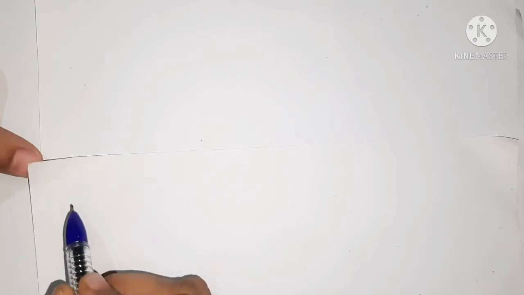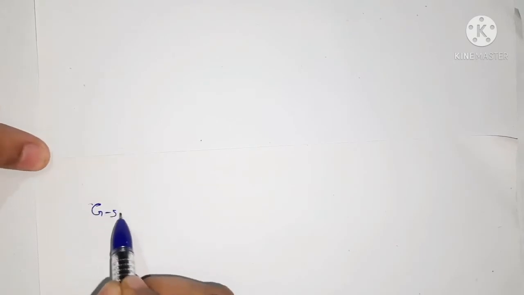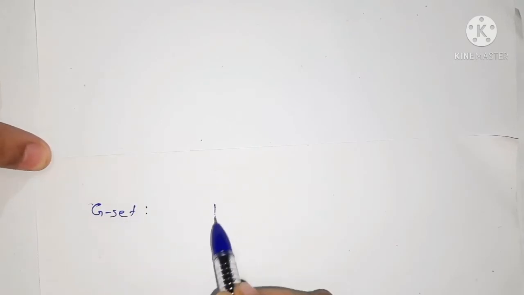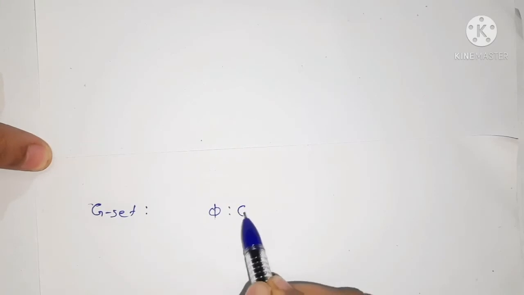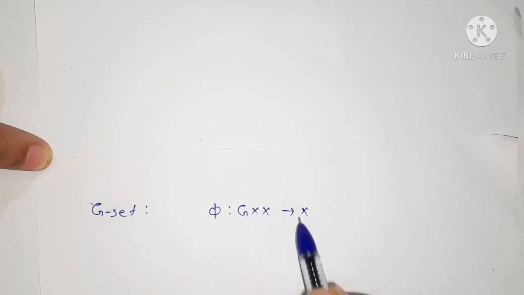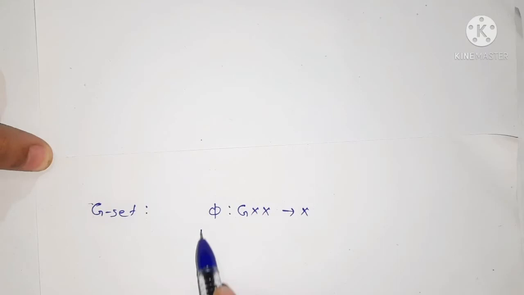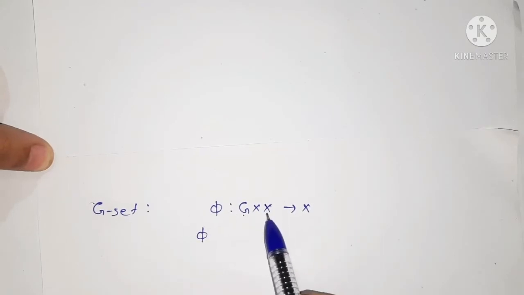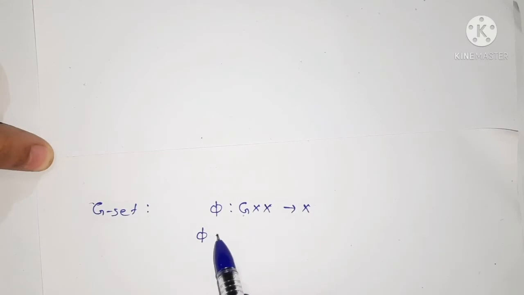Hello students, in the last lecture we saw the definition of a G-set. That is, a G-set is nothing but a mapping from G cross X to X, which we define where G is a group and X is any set. Then we define this mapping phi from G cross X to X as phi of (a, x) equals a star x.